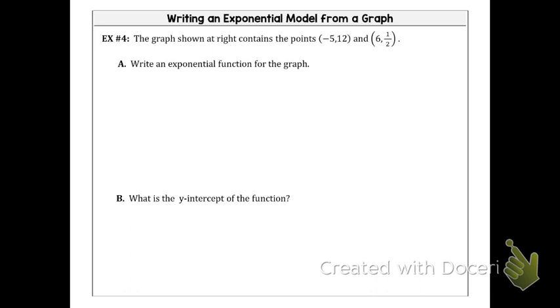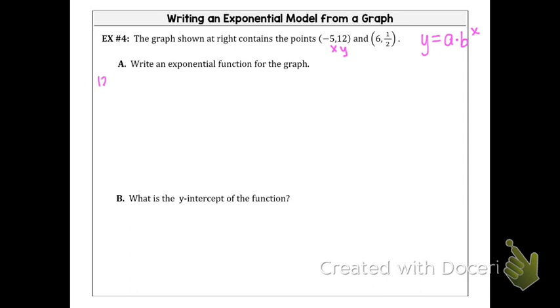All right, example 4. It says the graph shown at the right contains the points (-5, 12) and (6, 1/2). Write an exponential function for the graph. Well, remember, an exponential function we talked about is y equals a times b to the x. And so with both of these, I know that they give me an x and a y, so I can take that first ordered pair and write it into the equation.